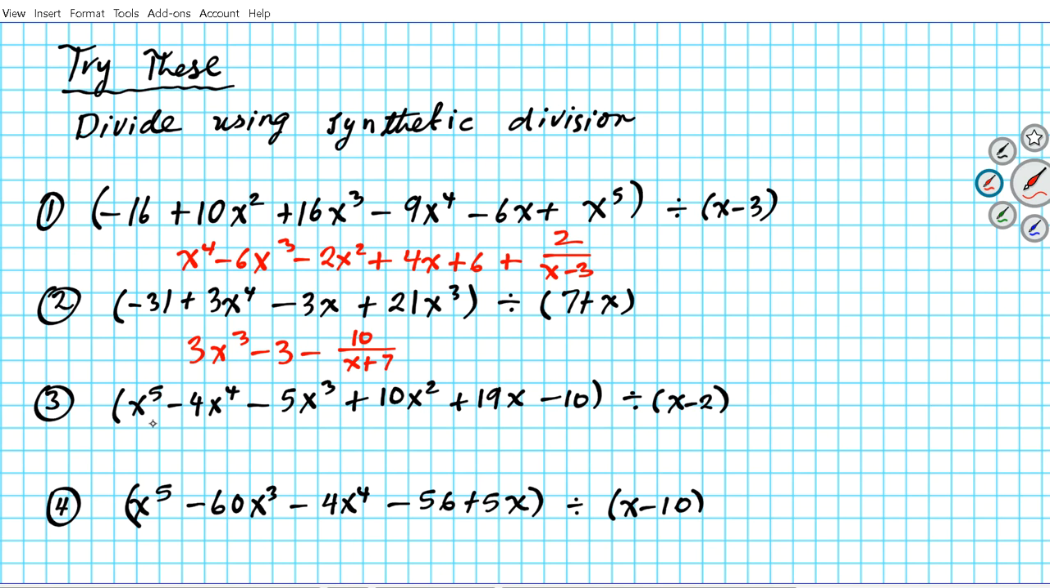Number 3, the answer is x to the 4th minus 2x to the 3rd minus 9x squared minus 8x plus 3. And the remainder is negative 4. So minus 4 over x minus 2. And then number 4, the answer is x to the 4th plus 6x to the 3rd plus 5. Remainder is negative 6, so minus 6 over x minus 10.